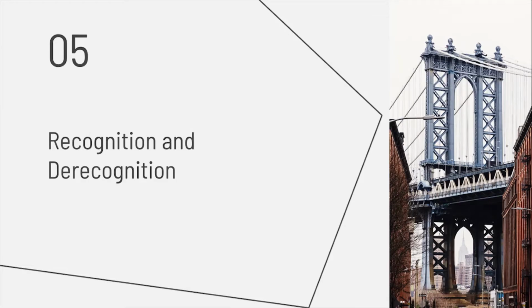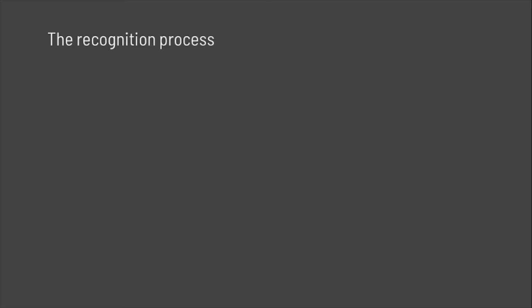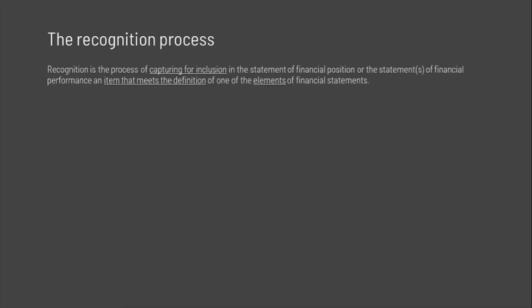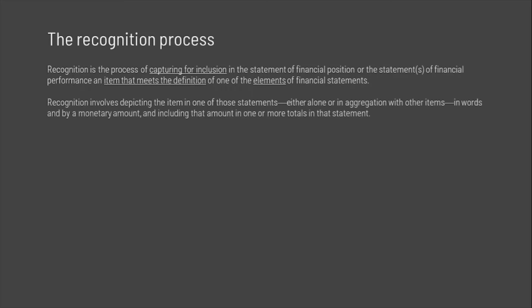So let's start. Let's first define what is the recognition process. Recognition is the process of including in the statement of financial position or the statement of financial performance an item that meets the definition of one of the financial statement elements, for example, your asset, liability, equity, income, or expense. This involves recording the item in words and in monetary amount and including that amount in the totals of either those statements.